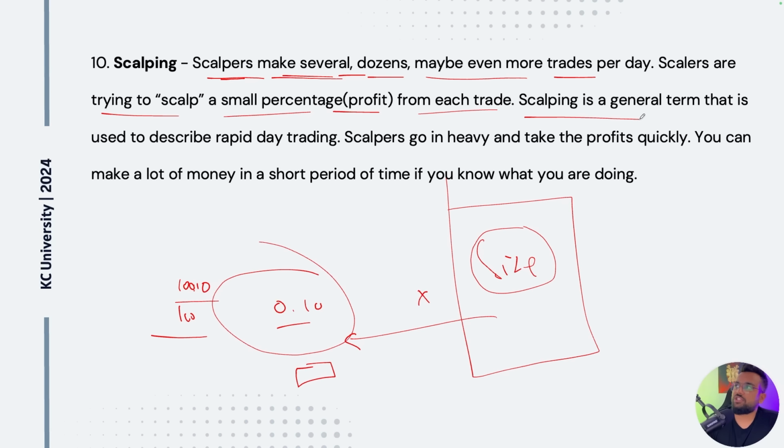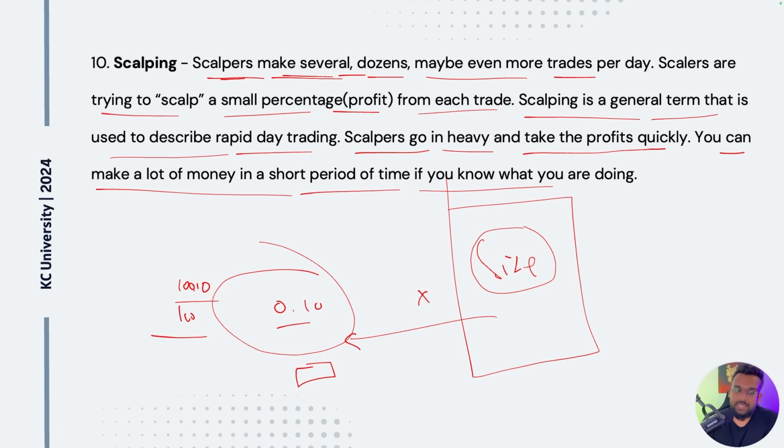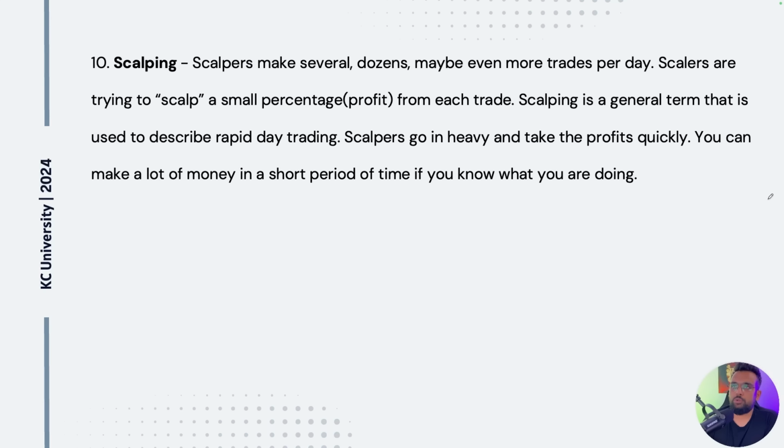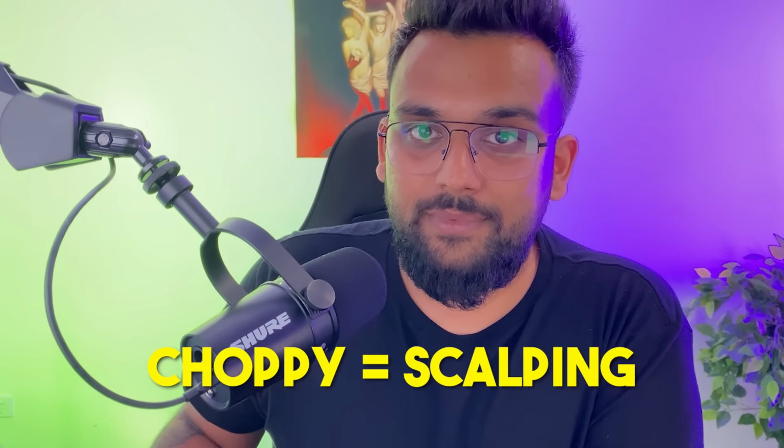Okay, scalping is a general term that is used to describe rapid day trading. Scalpers go in heavy and take profits quickly. You can make a lot of money in a short period of time if you know what you're doing. But now, here's the thing. I personally think scalping is just another term for, oh, I'm too scared to lose. I mean, if the market asks you to day trade, why wouldn't you day trade? Like with me, man, if the market wants me to day trade, I'm day trading. If the market wants me to catch big moves, I'm catching big moves. But if the market is choppy, I'm scalping. You see what I'm saying?